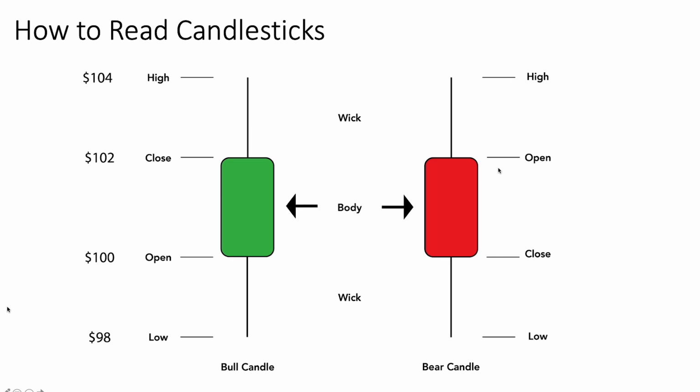Another way you could read this is it opened at 102, went down to 98, went all the way up to 104, closed at 100. But this is essentially what's telling you the highs and the lows in the market and where it opened and what it closed. So two parts, body and wick, four main pieces of information gathered: open, close, high, and low.